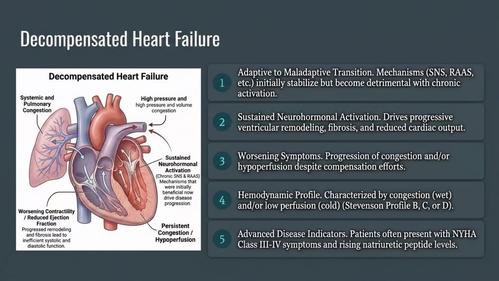These patients are going to have New York Heart Association class 3 through 4 symptoms. Their BNP may be rising. Their hemodynamic profile on that little 4-square chart is going to be Stevenson profile B, C, or D. So these are the patients that are going to come to you with worsening leg swelling, pulmonary edema, pleural effusions, ascites, JVD, things like that. And then you're gonna try to treat them to get them to the stable compensated state.